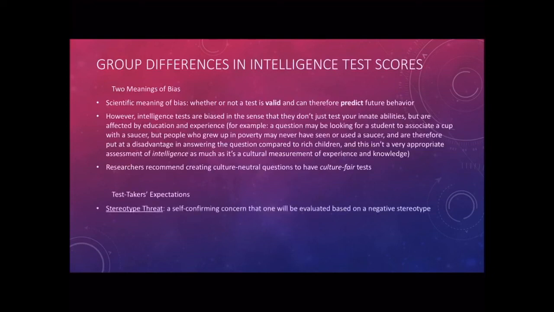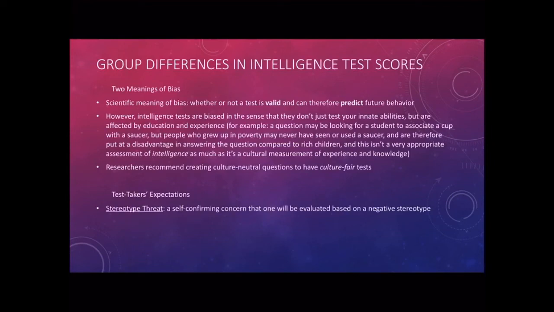And then test takers' expectations. So this is kind of interesting. Stereotype threat is this idea that someone's going to evaluate you negatively on a stereotype, and you're so anxious and so worried about that happening that your performance actually tanks because you've essentially created this own worry in your head.